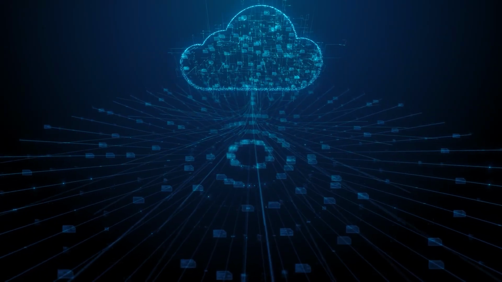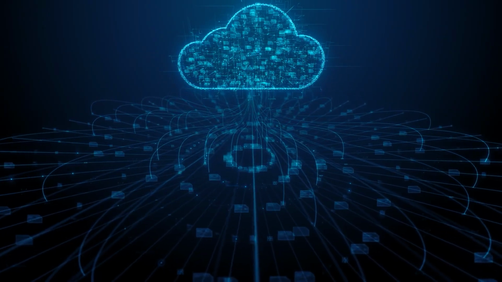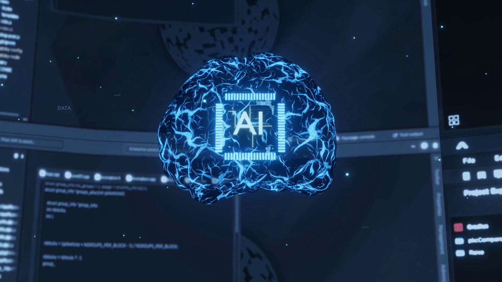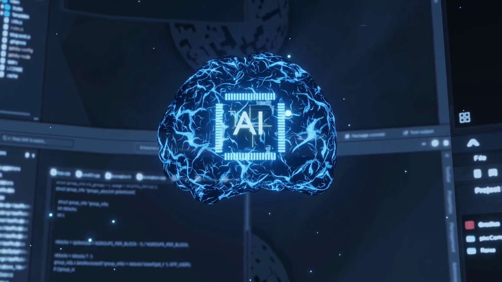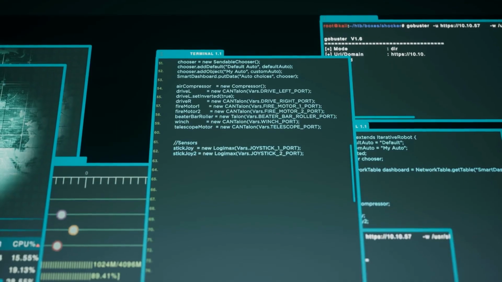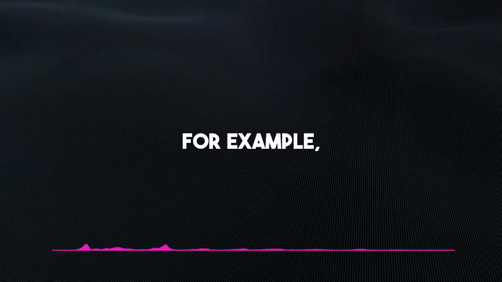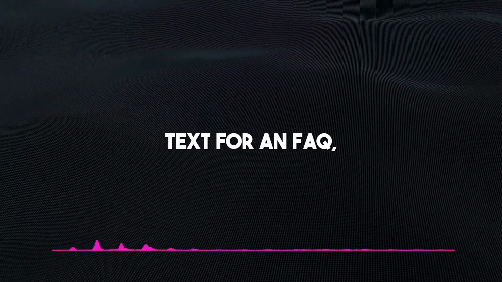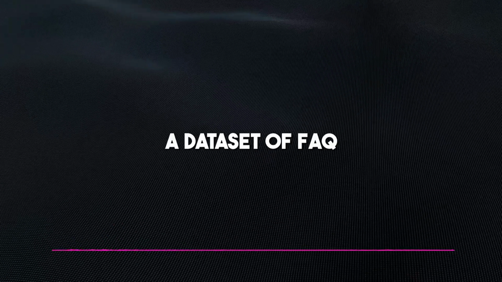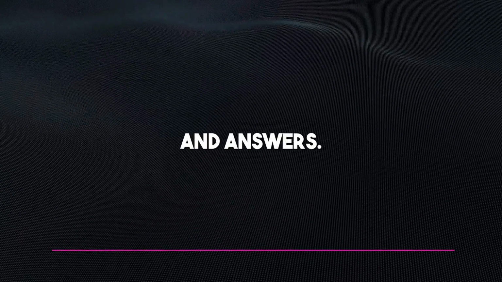Training models like this require some amount of data that they can build upon. In this case, it'll be something unique to the purpose that you'd like the AI to serve. This dataset should be relevant to the task you want the model to perform. For example, if you want the model to generate text for an FAQ, you would need to create a dataset of FAQ questions and answers.